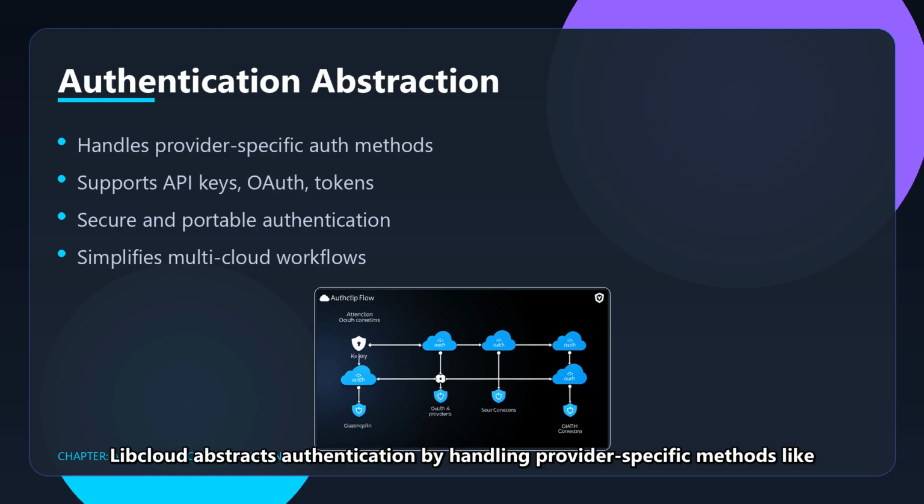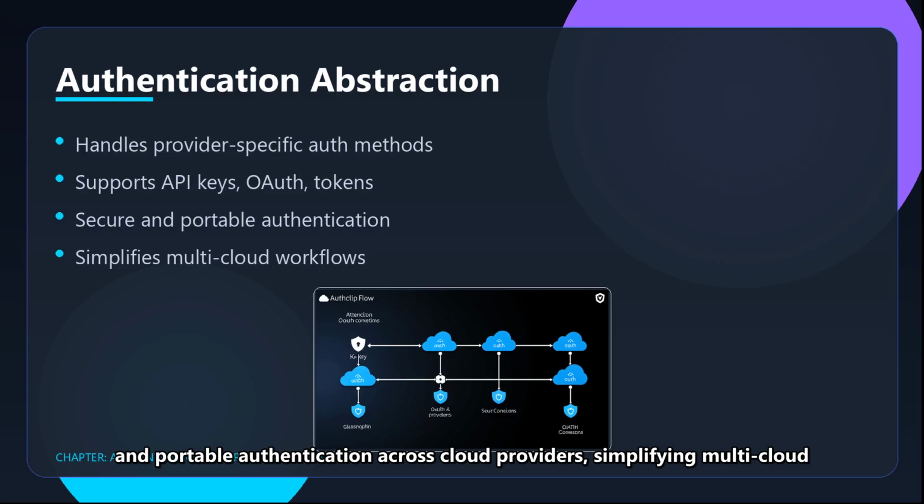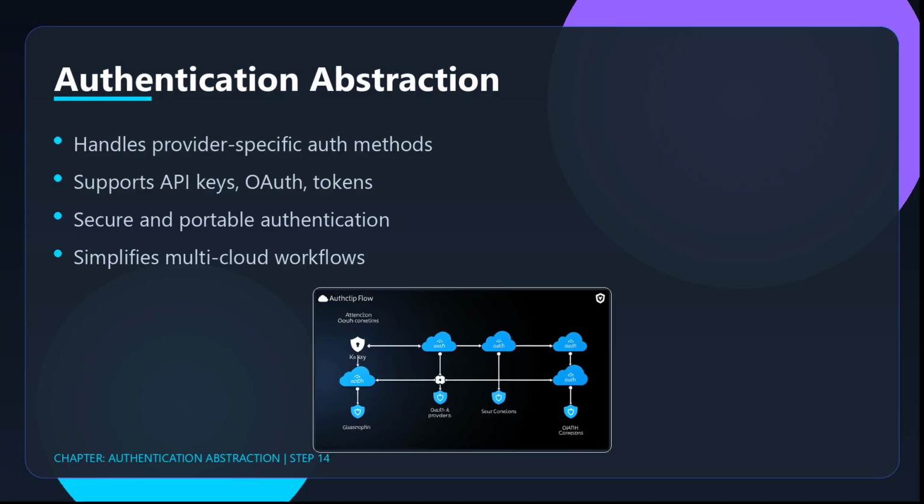Libcloud abstracts authentication by handling provider-specific methods like API keys, OAuth, and tokens. This ensures secure and portable authentication across cloud providers, simplifying multi-cloud workflows.